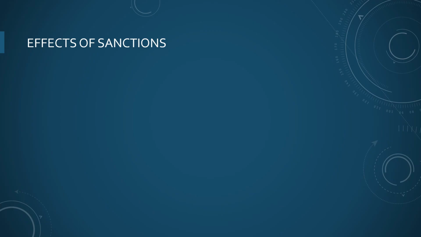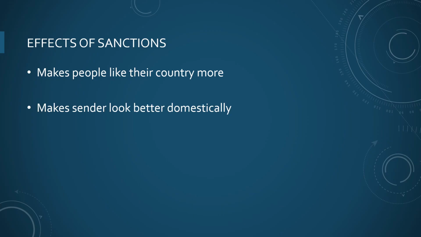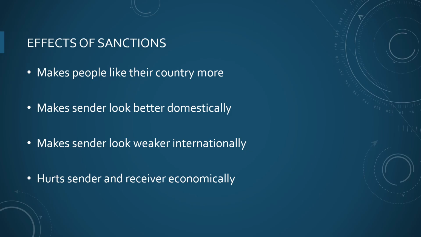So, what are some of the effects of sanctions? Will they make people like their country more? If your country is getting sanctioned, you're actually going to be more loyal to it on average. Incidentally, if you are sending sanctions, it makes the leader who sent the sanctions look better. So, Biden giving sanctions to Russia in response to Ukraine made Biden look better domestically. But it makes Biden in the United States look weaker internationally. Sanctions are all you can do. And it hurts both the sender and receiver economically. We talked about, especially with tariffs, how it artificially increases the prices.